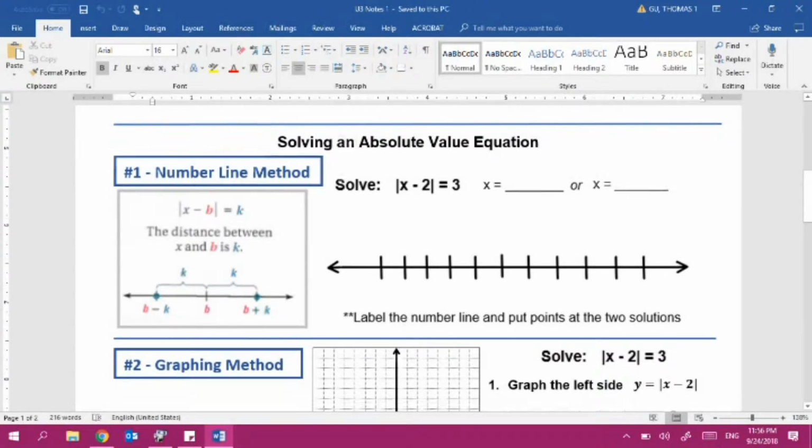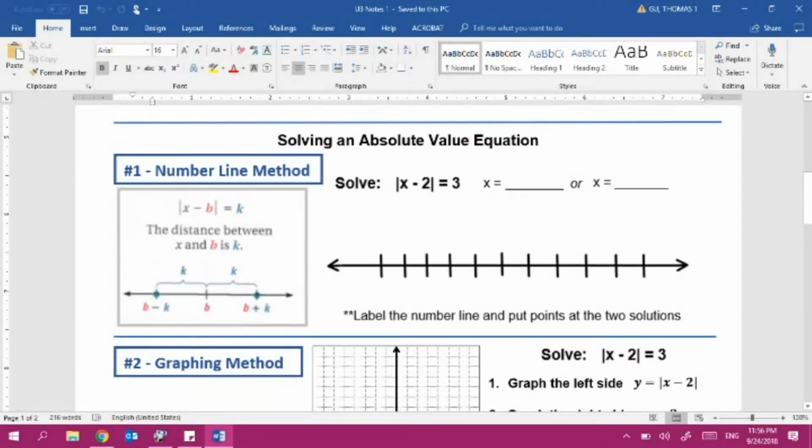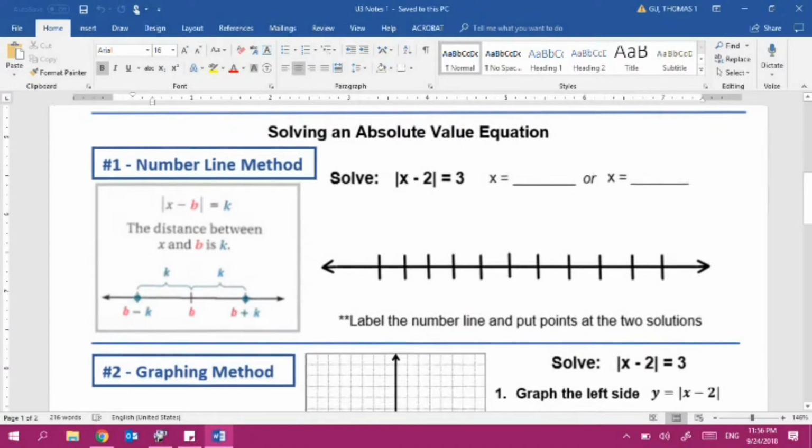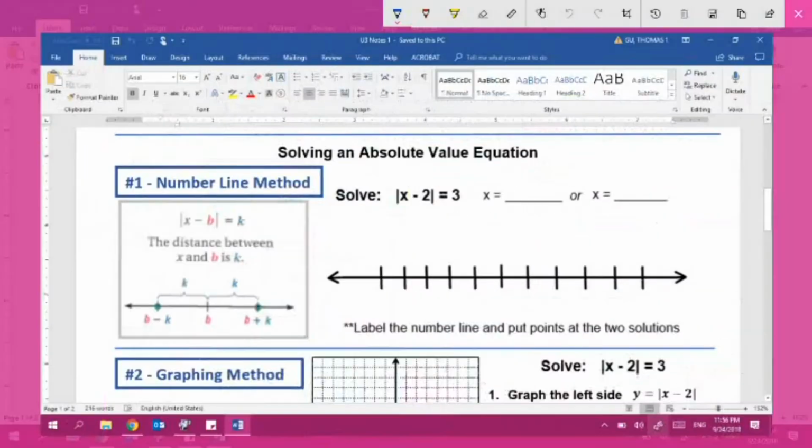All right, now getting into the good stuff, we're actually going to see how to solve an absolute value equation. Oh my goodness. We have 3 different ways. 3, count them. 1, 2, 3 different ways to solve an absolute value equation. Now, first method right here is the number line method, okay? This is a fan favorite. A lot of people like the number line method.